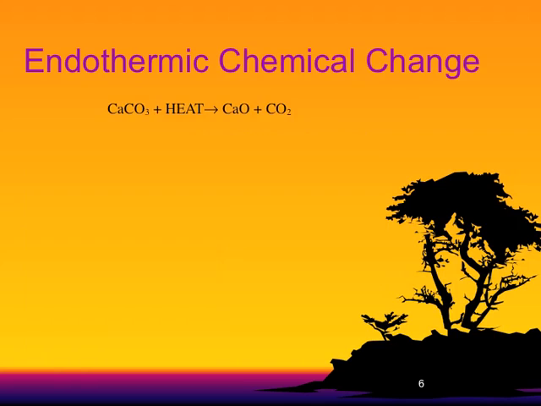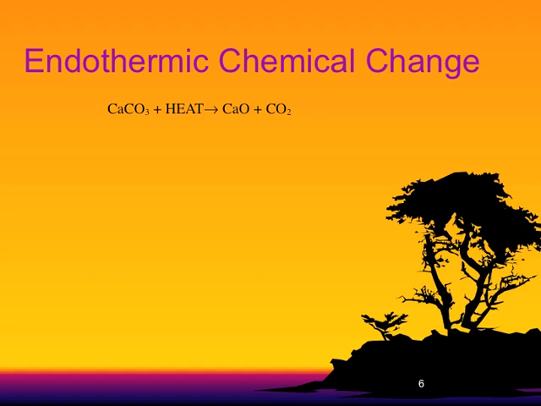Some chemical changes are endothermic. So for example, if we take calcium carbonate, that's limestone or chalk, and we heat it up. So we take the calcium carbonate plus heat. That heat gets absorbed, and the calcium carbonate gets broken down into calcium oxide and carbon dioxide. This chemical change sucks heat out of the surroundings and uses that heat to break apart a molecule.